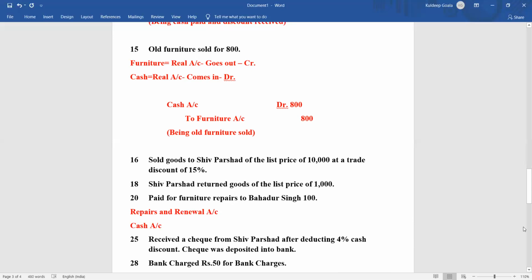Repairs and renewal is one account and the other one is cash account. So repairs and renewal is a nominal account because ऐसा काम होता रहता है. हाँ, छोटा मोटा काम जो होता है ऐसा रिपेयर करना वो होता रहता है. So repair and renewal is a nominal account. Now nominal account का rule क्या बोलता है? Debit losses and expenses, credit gains and income.